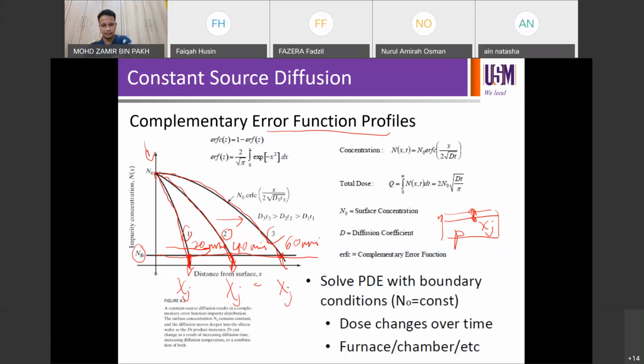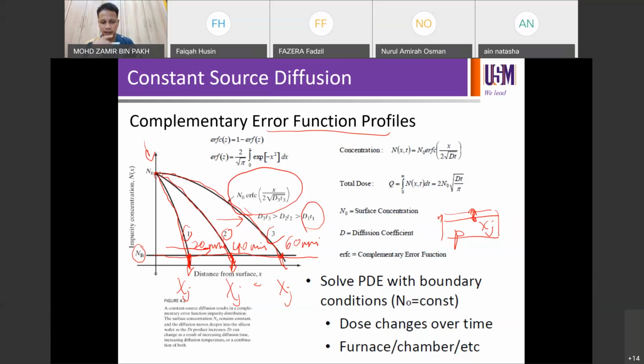That's given by D times t. D is the constant diffusivity times the duration of the process, either 20 minutes or 40 minutes or 60 minutes, as an example. And overall, the profile equation is given by this function. It's equal to N naught times erfc, which means complementary error function. Bracket the whole thing, x, the depth, over 2 square root of Dt, diffusivity times process duration, square root. Then you get your equation to represent the profile, right?